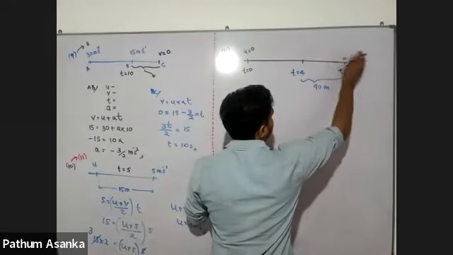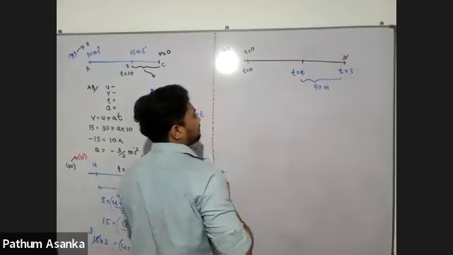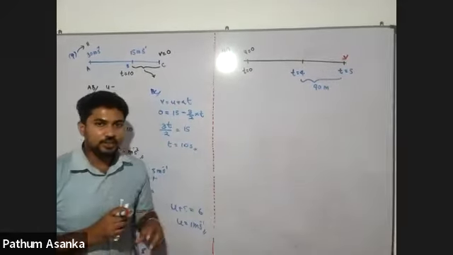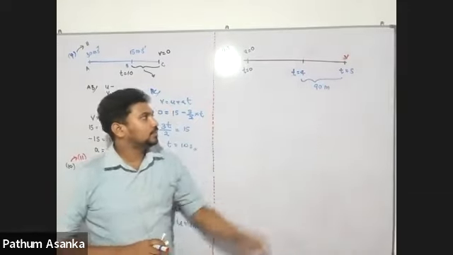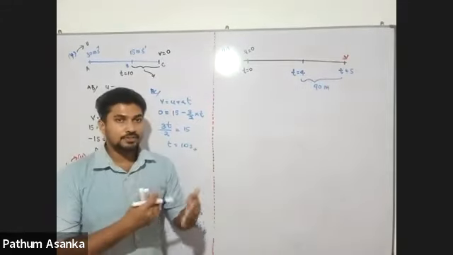Let's consider it as v. So what is the way that you use this data? That is the distance which is traveled within the fifth second.